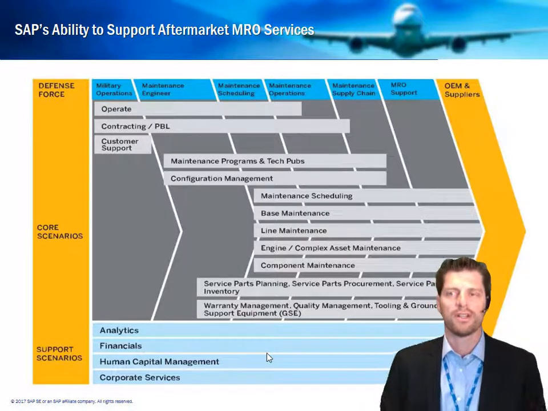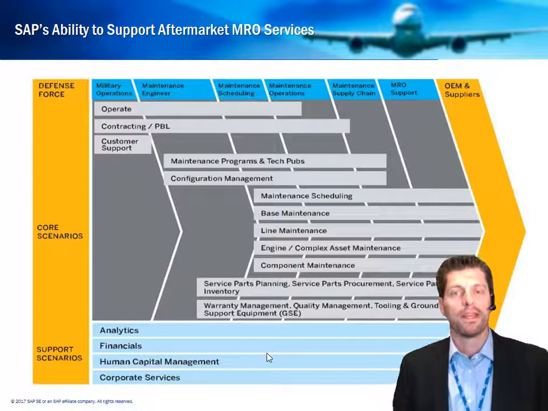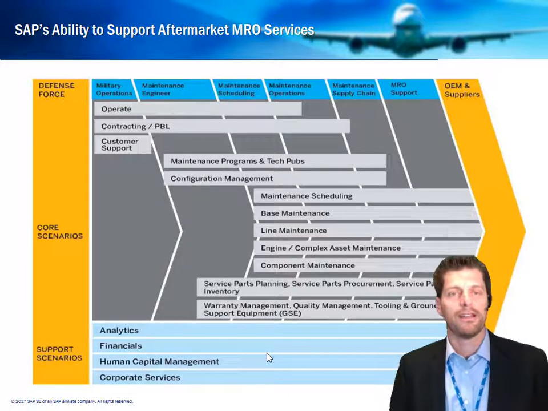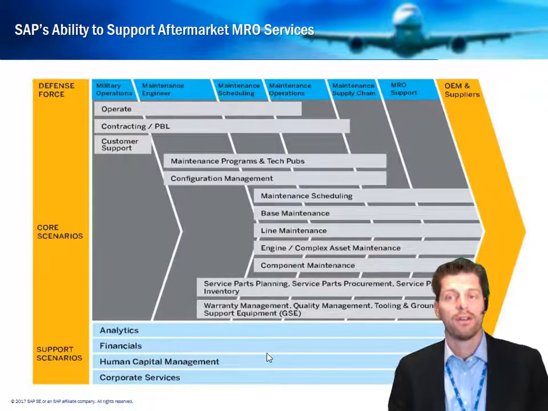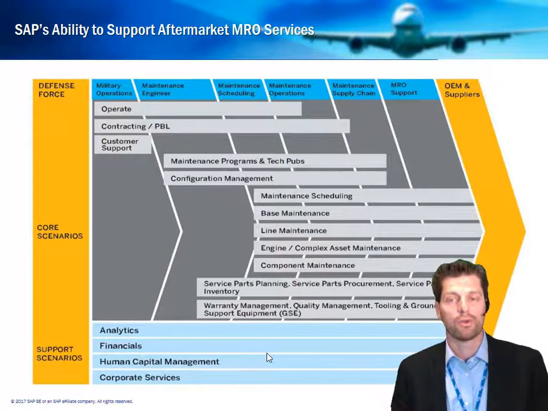To dig a little deeper into aftermarket and MRO, if we look across the top, we can see military operations, maintenance engineering, maintenance scheduling operations, supply, and MRO support as different work streams or verticals. And across those, you can see the processes that flow through. So we're talking about contracts or performance-based logistics or power by the hour, all the way through to the technical publications and maintenance programs. So if you operate aircraft and you define those preventive maintenance programs or work with the manufacturers on defining them, you can do that within SAP.